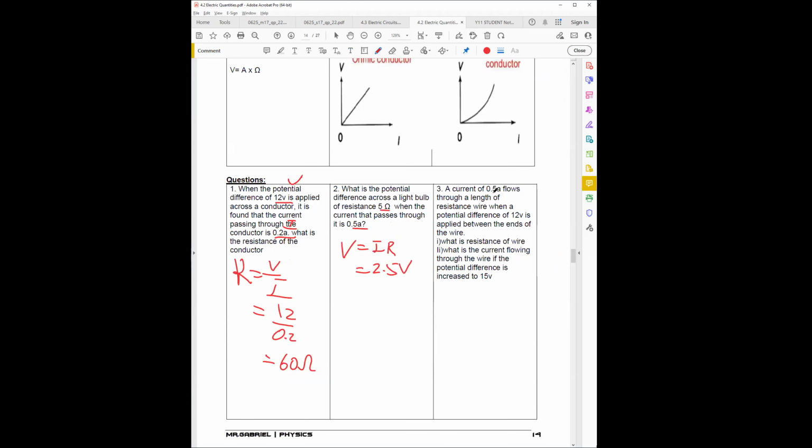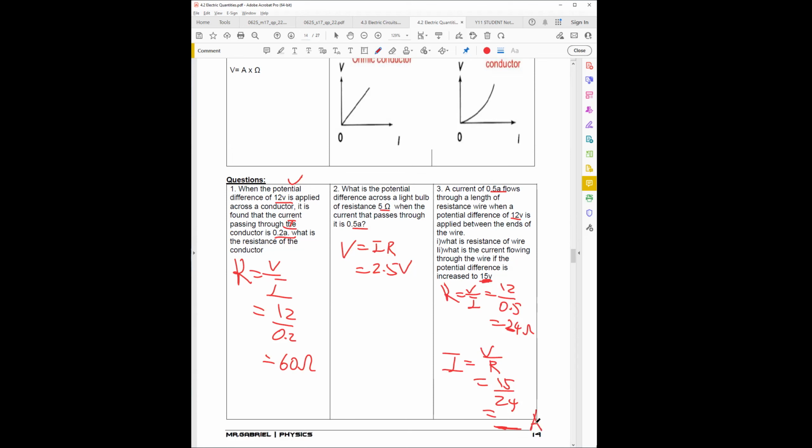And I ask you to find the resistance given this and this. So it's literally R equals V over I here again, which in this case will be 12 divided by 0.5, which gives 24 ohms initially. And with the 24 ohms, they increase the voltage to this amount. So you're looking for the current, which is V over R in this case. It will be 15 divided by 24.